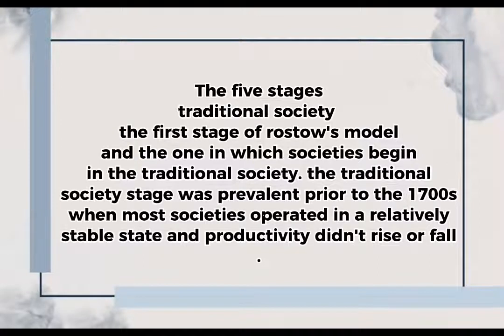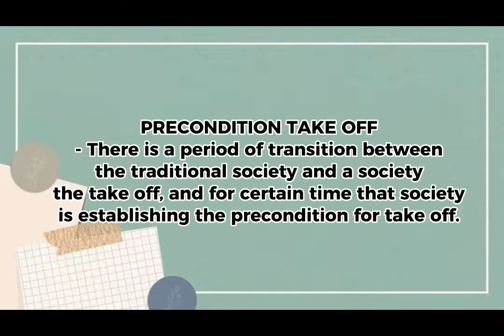Traditional society. The first stage of Rostow's model, and the one in which societies begin. The traditional society stage was prevalent prior to the 1700s, when most societies operated in a relatively stable state and productivity didn't rise or fall.